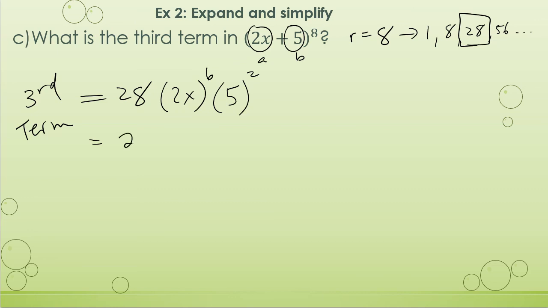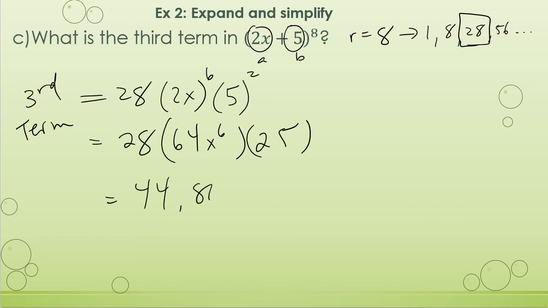And maybe I'll write some more steps for this one. This would be 28, right? Then 2 to the power of 6 is 64, x to the 6. 5 squared is 25. From there, you just multiply all your coefficients. 28 times 64 times 25. Whoa, 44,800 x to the power of 6 is our third term. I couldn't imagine doing binomial expansion the long way without Pascal's triangle, or at least the patterns to help guide us.